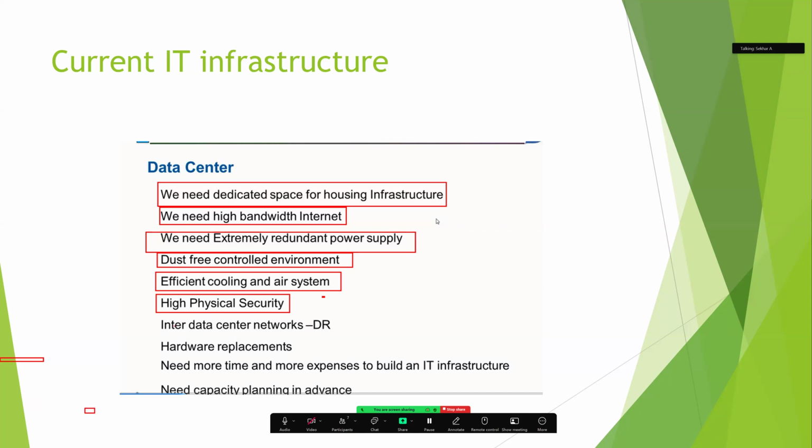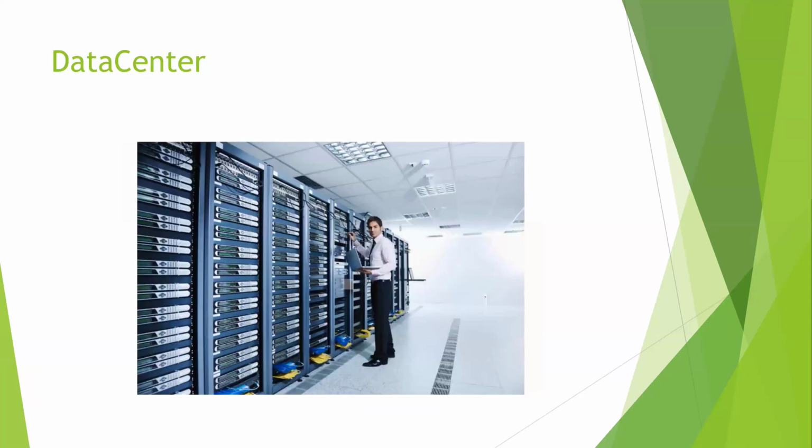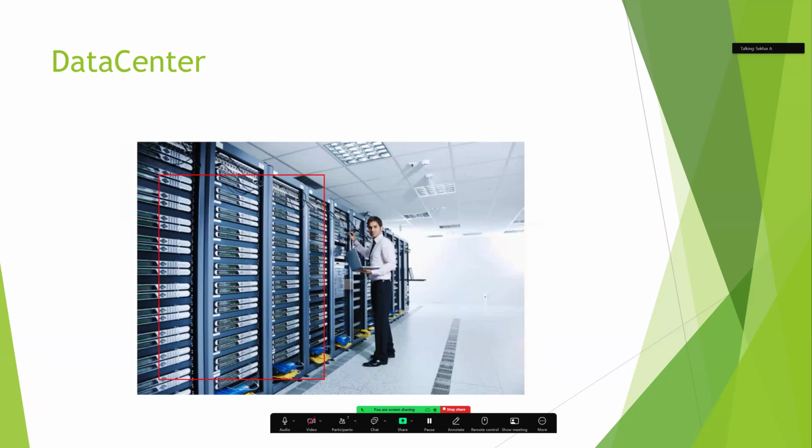Next, inter-data center networks. Assume that if we had only one data center, everything is in place.